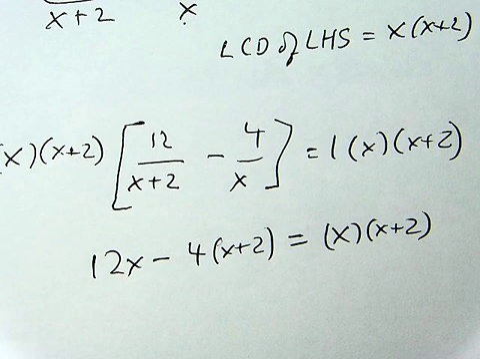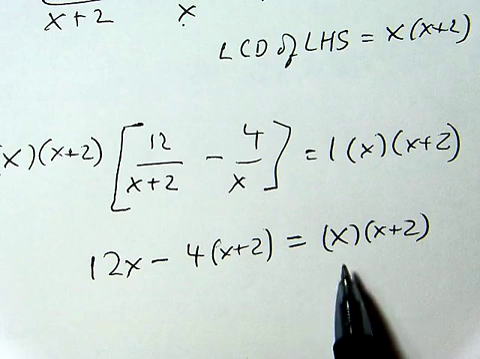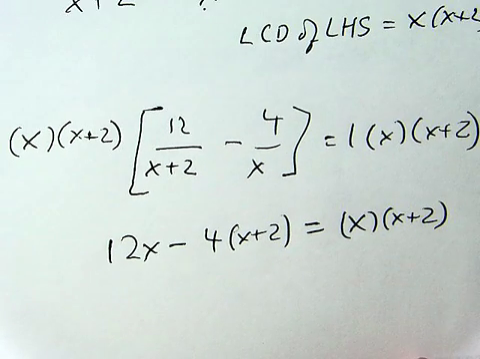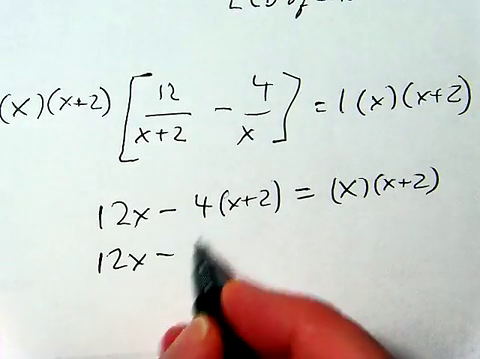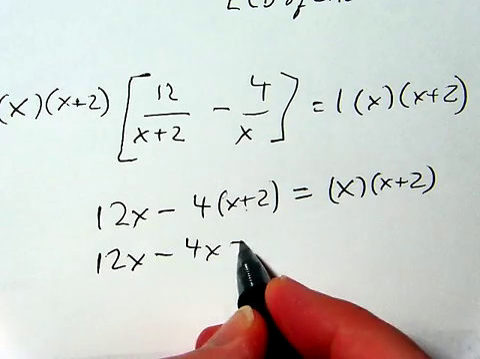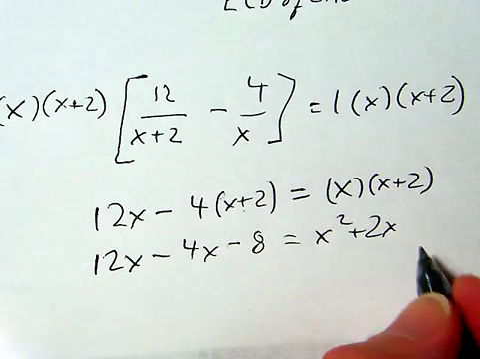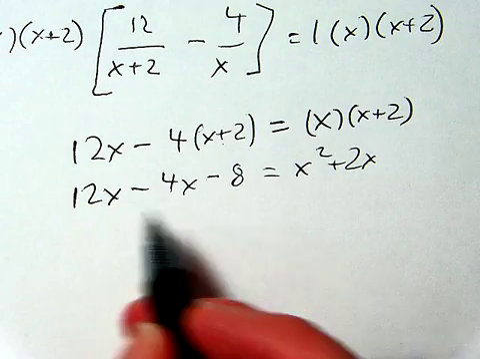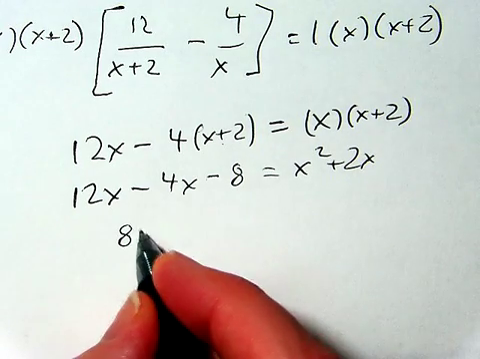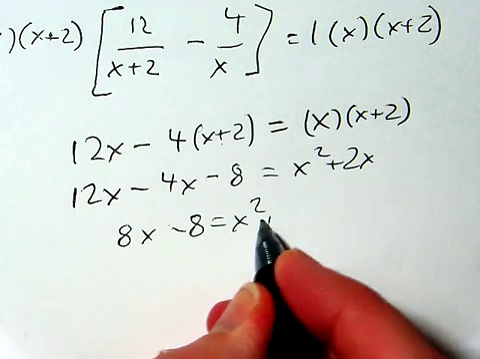And in fact, it looks like it will become a quadratic, possibly. We've got an x squared term now. Let's go ahead and multiply this out, let's find the solutions and let's substitute into the original equation. Let's first distribute. So this is negative 4x minus 8. And let's distribute, this is x squared plus 2x. Combine like terms, which means that 12x minus 4x is 8x, minus 8 equals x squared plus 2x.